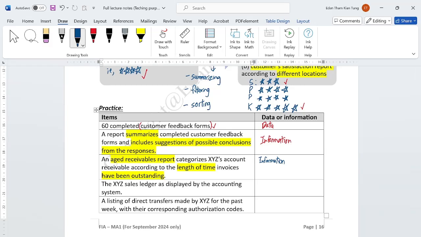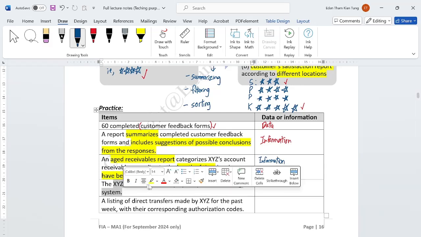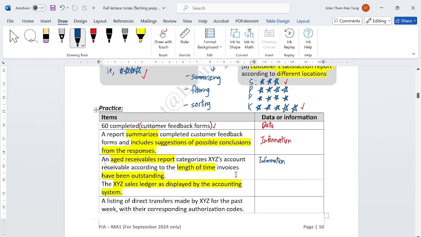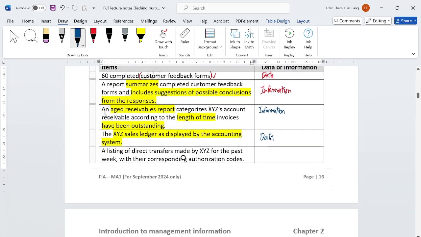Hannah? All right. So how about the fourth one? XYZ sales ledger as displayed by the accounting system. Data or information? The answer is data only. You guys are right. Why is it data? Because by looking at the sales ledger, we don't know anything.